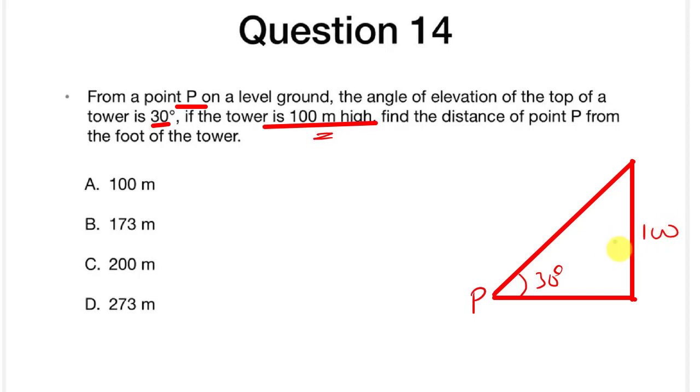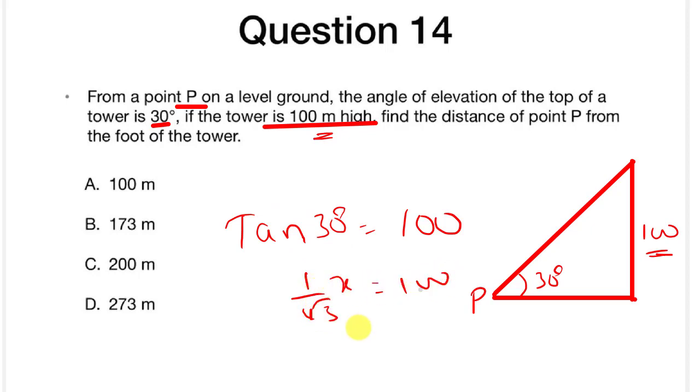Whenever he gives you the height, we need to take tan. So we know tan theta, with theta as 30 degrees, is equal to the height over x. The height is 100. We know tan 30 is nothing but 1 by root 3, so x is equal to root 3 into 100, which is 1.73 into 100. So the answer will be 173. So the option will be B. That's it.